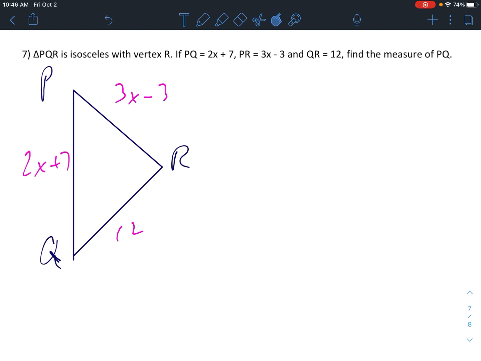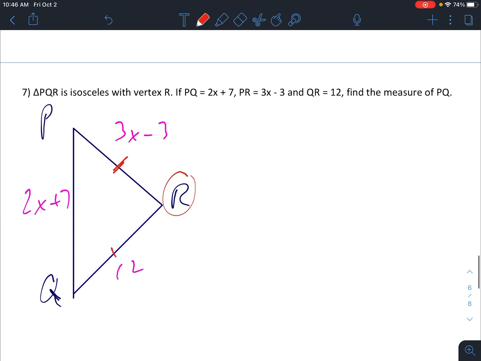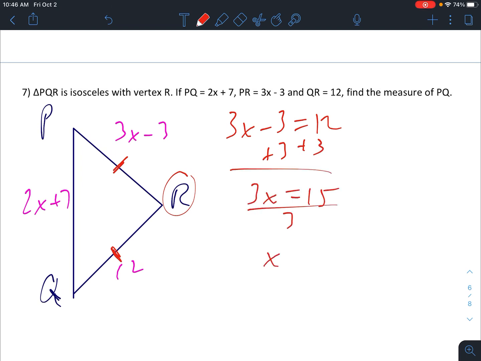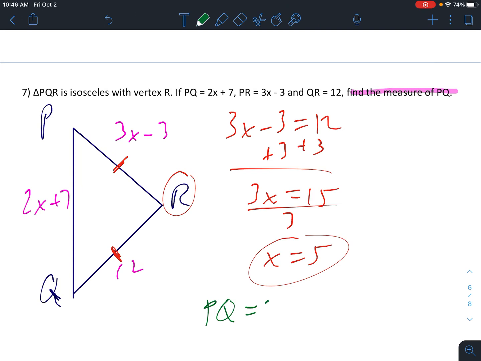All right, last one, number 7. Again, we have PQR as isosceles, so 2 sides are congruent. The vertex is this time R. So I know PR and QR are equal. So let's set those 2 equal to each other, ignoring PQ for now. We get x is 5. So the question does say to find PQ. So PQ is 2 times 5 plus 7, which is 17.